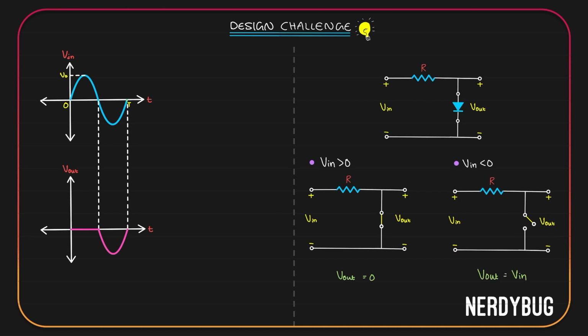Since output is taken across the diode, this is a parallel clipper. And since the positive part is being clipped, this is a positive clipper. We can call it a parallel positive clipper. If we draw the input output characteristics, this is how it will look like. When input is positive, output is 0, so we have a horizontal line on the x-axis. When input is negative, output is equal to input, so we have a straight line whose slope is 1.